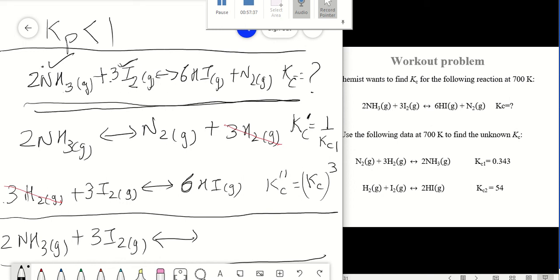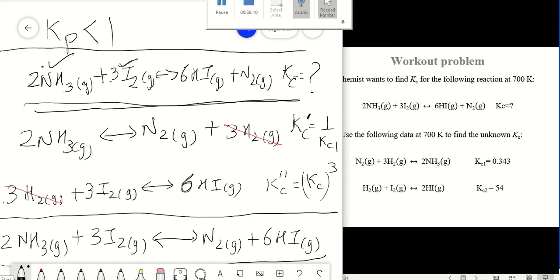Now I come to products. Do I see any nitrogen anywhere else? No. So that would be one of my products. The hydrogen is already gone. Next I see is HI. Do I see it anywhere else? No. So that would be my next product. Okay, so if I add these two reactions, I get this. Is it the same reaction that I'm looking for? 2 ammonia, 3 iodine, 1 nitrogen, and 6HI. Perfect. So that is exactly what I'm looking for.